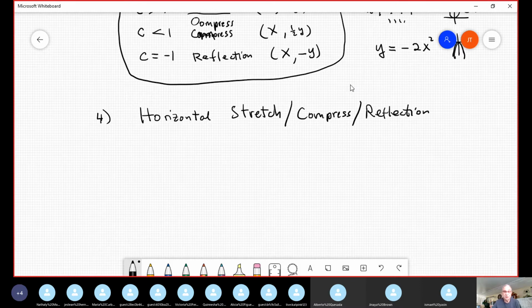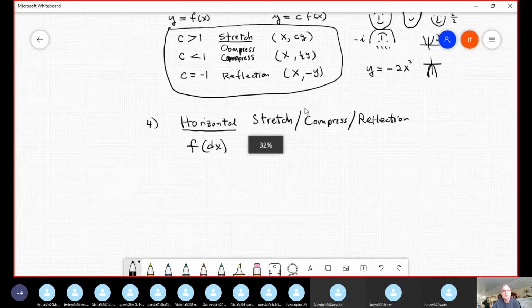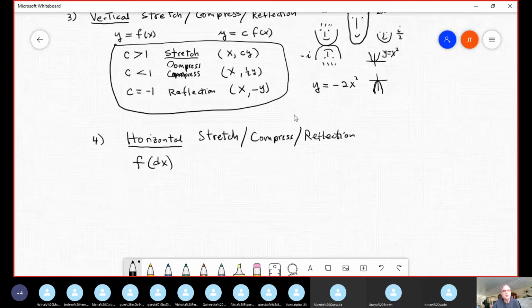But you produce a horizontal stretch, compress, or reflection when you multiply by a factor, which I want to call d, inside the parenthesis. Okay? Inside the parenthesis. Then we have, again, 3 different situations. Let me zoom. We have 3 situations similar to this.